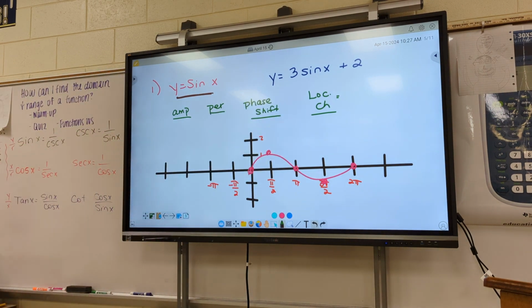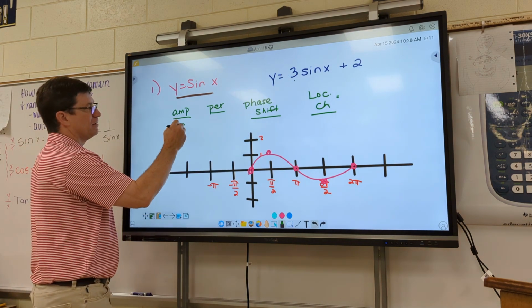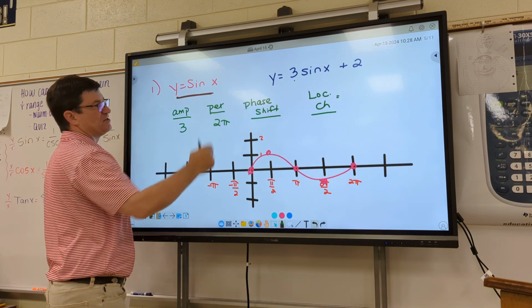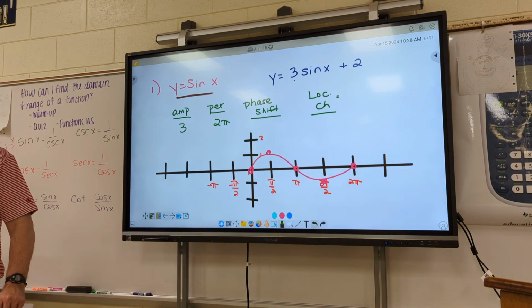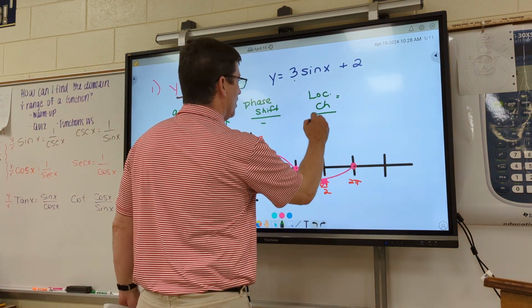All right, next step. We're going to use this to find your 4 answers. All right, so amplitude, 3. Period, 2 pi. Phase shift, there's not one. How do we know there's not a phase shift? No parentheses. Location change, up 2.